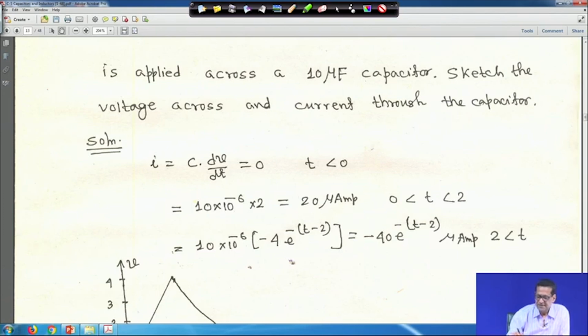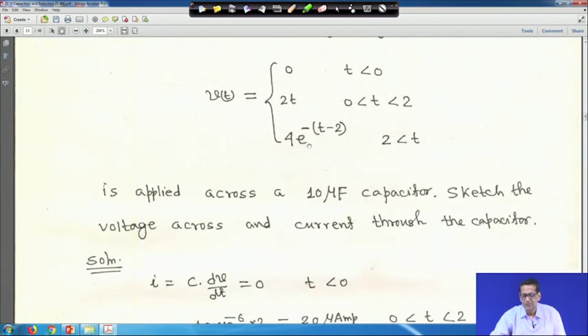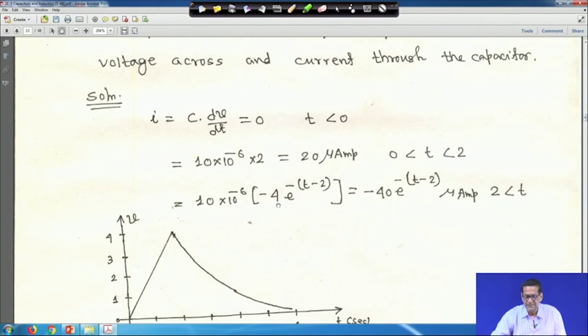Similarly, you take the derivative of this expression. V(t) is given as 4 e to the power minus (t minus 2). If you take the derivative of this, it becomes minus 4 into e to the power minus (t minus 2), and C is 10 into 10 to the power minus 6. So it is equal to minus 40 e to the power minus (t minus 2) microampere for t greater than 2. This way you calculate: all V's are given, just take the derivative.